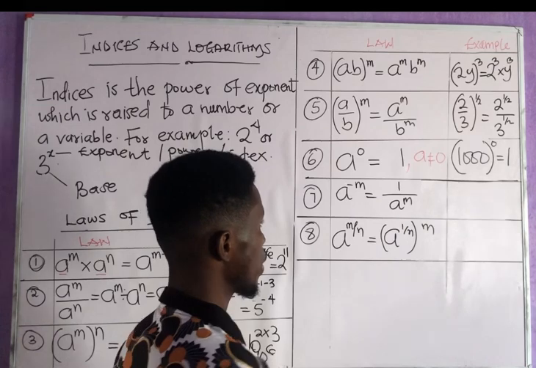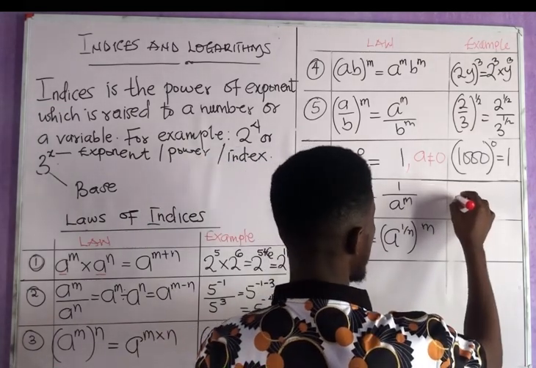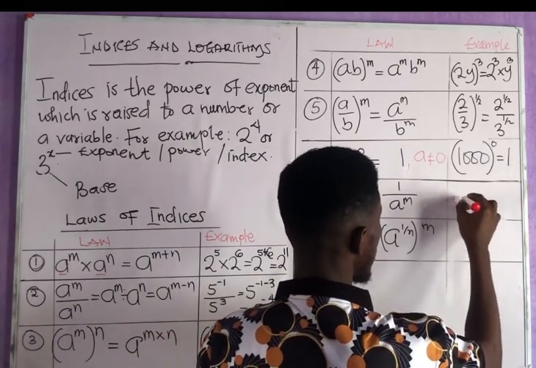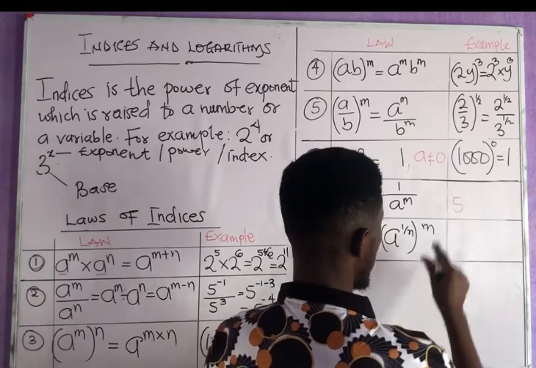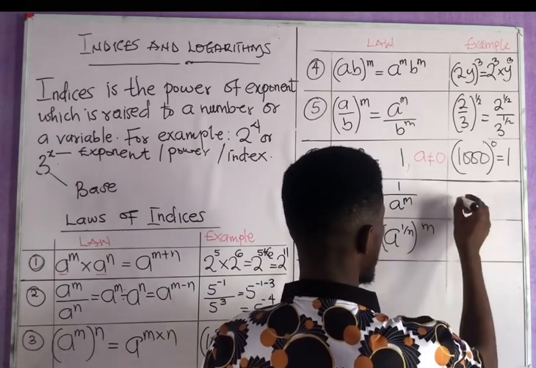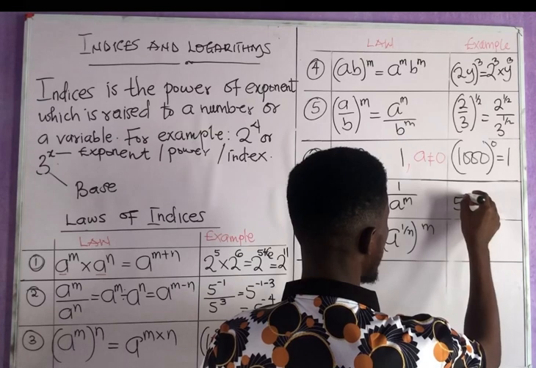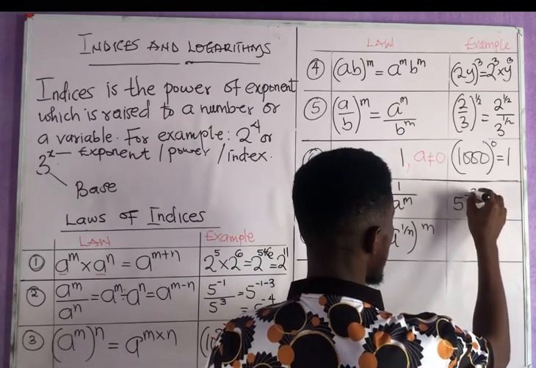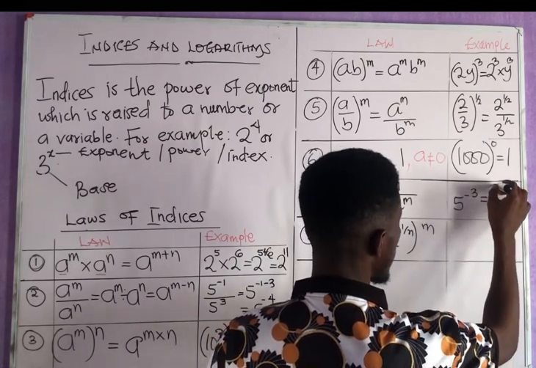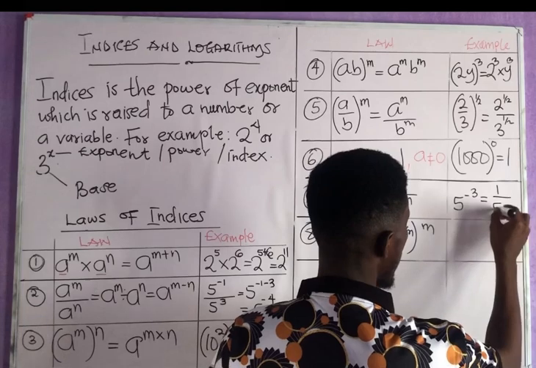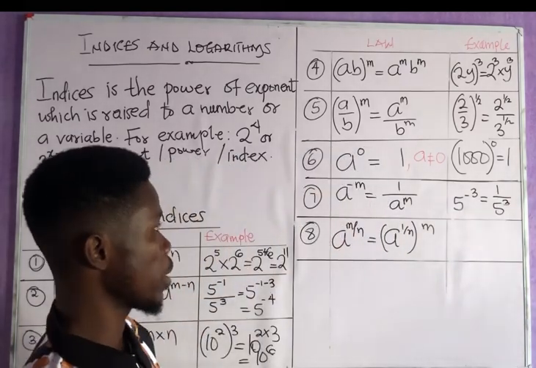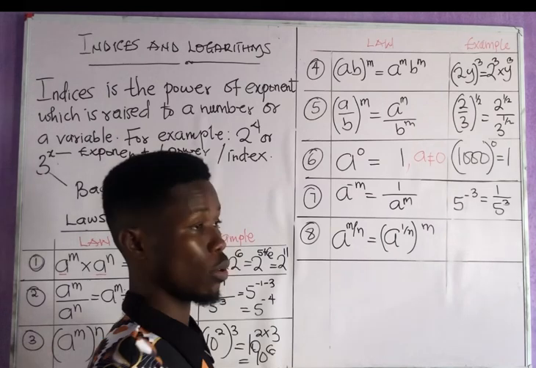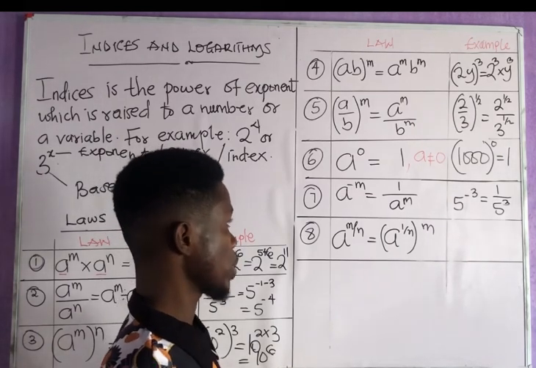So what is happening here is that, let's say I have 5 to the power negative 3, it is the same as 1 over 5 to the power 3. And this is a very beautiful law that we are going to use.